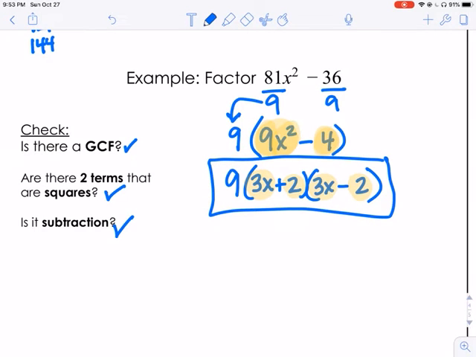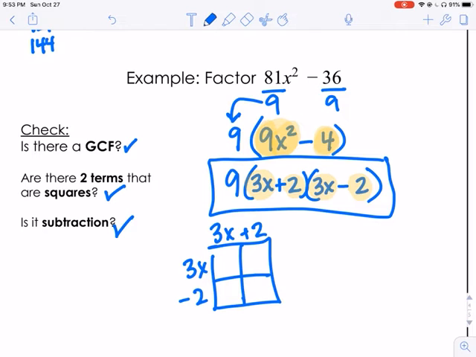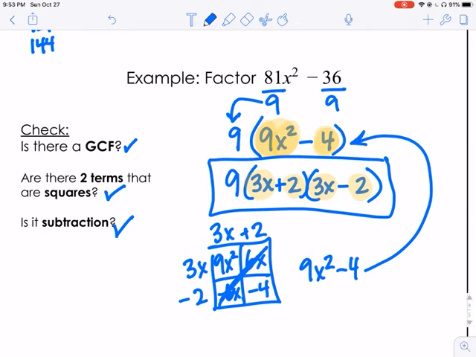I'm going to go ahead and double check by using the box. So I have 3x plus 2 and 3x minus 2. So I'd have 9x squared, 6x, negative 6x, and negative 4. I can see that these ones cancel. That will always happen with the difference of squares. And I can see that I would have 9x squared minus 4 left over. And then the 9 multiplied times 9x squared minus 4 will get me back to my original problem. So I know that this section here is the correct answer. Right? So I'll do a few more examples here.